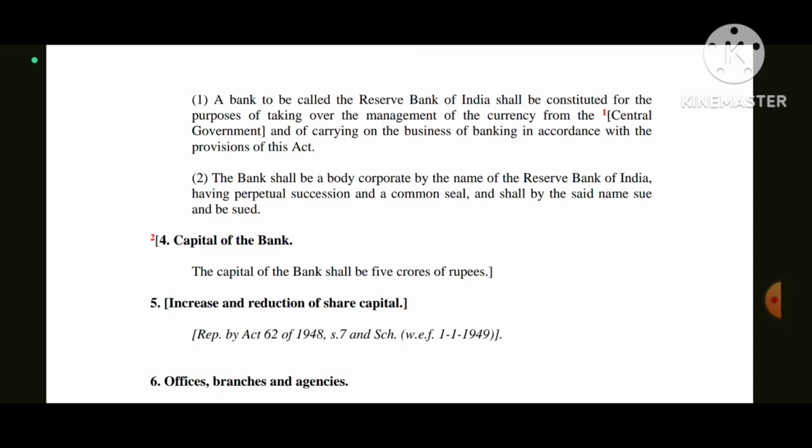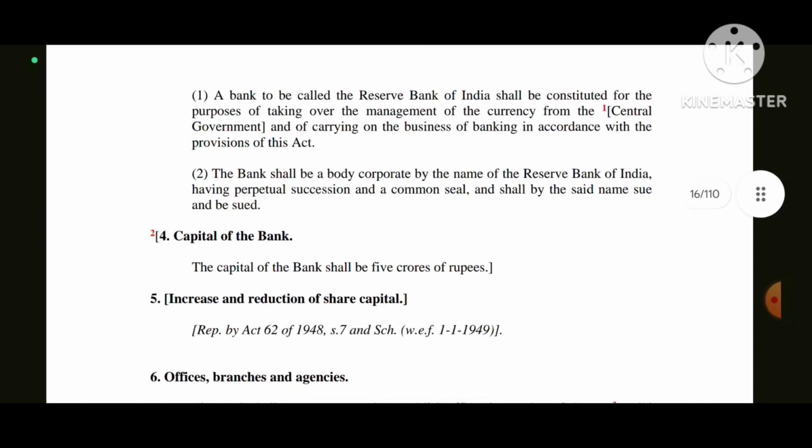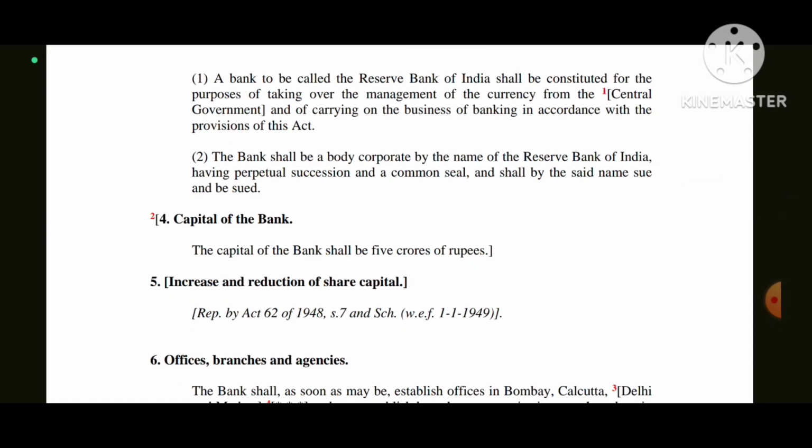And as a body corporate, the RBI can sue and be sued, allowing it to initiate and defend legal actions in its own name. So if somebody wants to file a case against RBI, it will not be filed against the name of the governor or any director or member of the RBI. It will be filed against the name of the institution only, by the name of Reserve Bank of India.